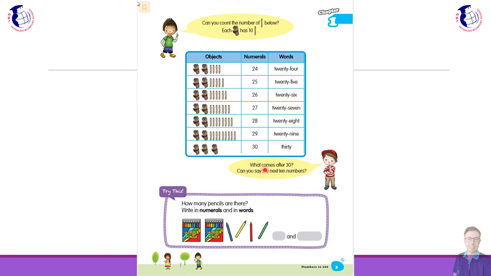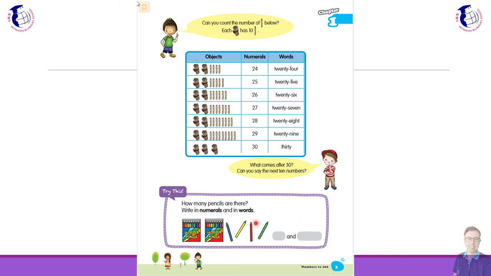Does anyone know what comes after 30? Can you say the next 10 numbers? Yes, I can, but can you? So we have 31, 32, 33, 34, 35, 36, 37, 38, 39, and 40.